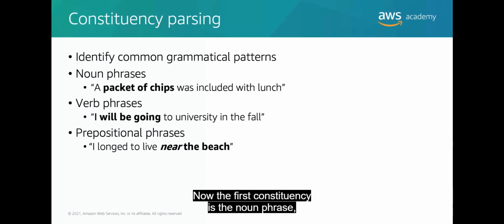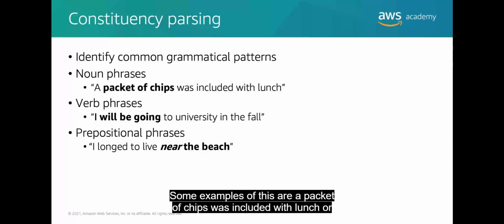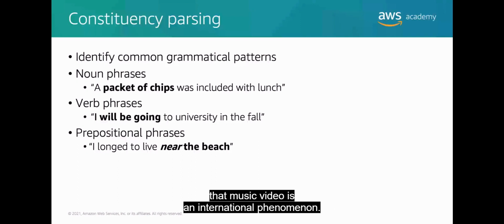Now, the first constituency is the noun phrase, which is a phrase built around a single noun. Some examples of this are, "A packet of chips was included with lunch," or "That music video is an international phenomenon." The second constituency is the verb phrase, which is a verbal part of a clause. Here's an example. "She had been living in Hong Kong."